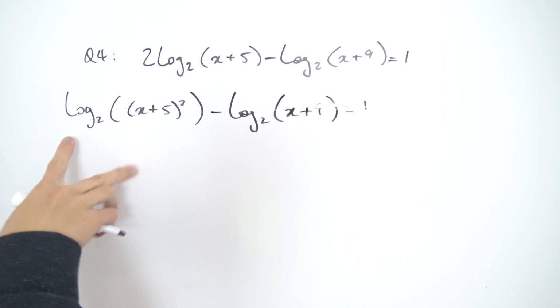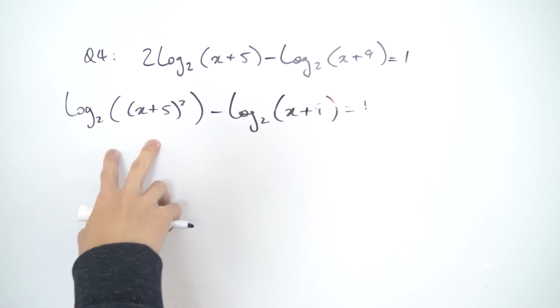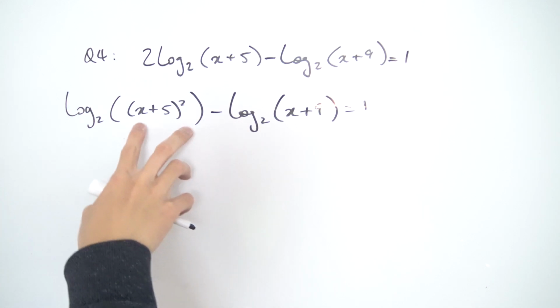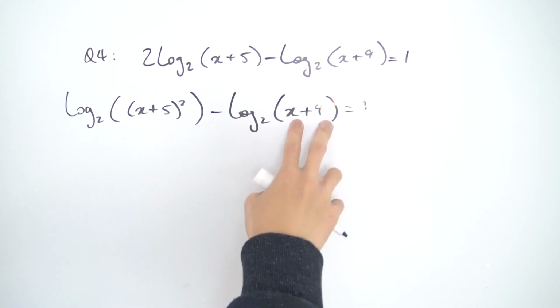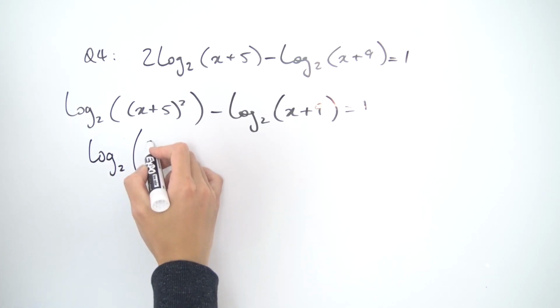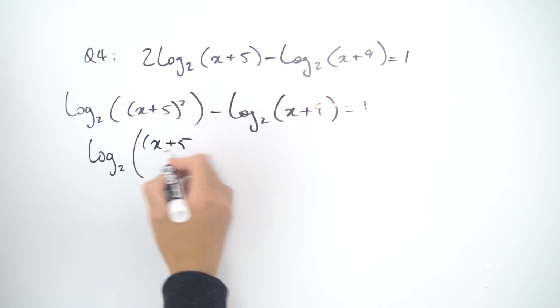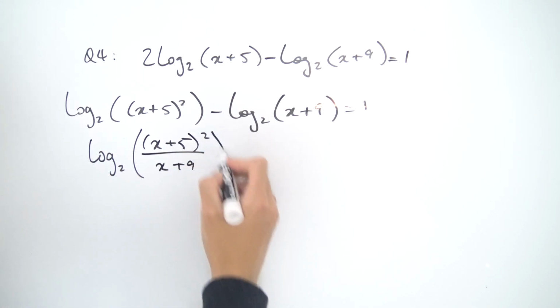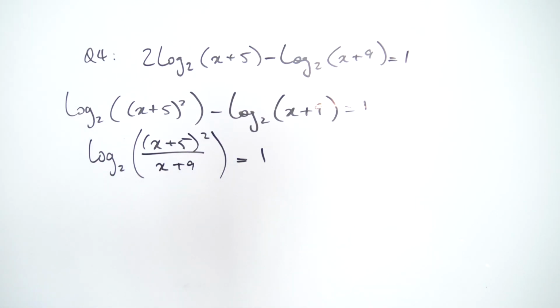And now, since we just have log base 2 and another log base 2, we can combine these. Since there's a negative, we divide this inside by this inside. So we now have log base 2 of (x plus 5) squared, divided by (x plus 9), and that's equal to 1. Okay, and now we can raise both sides to 2.